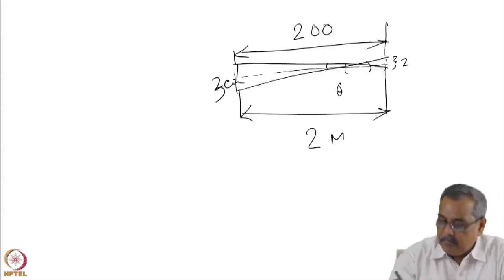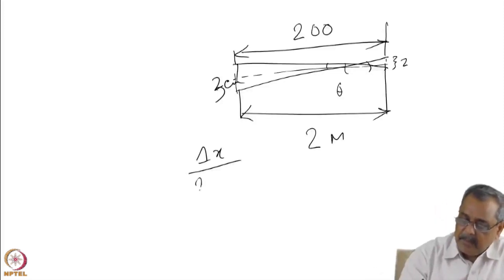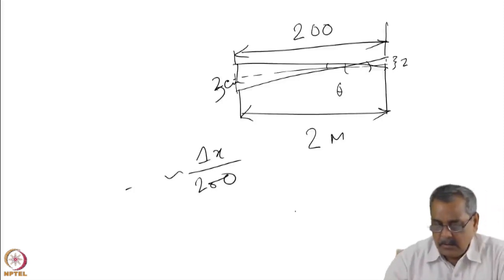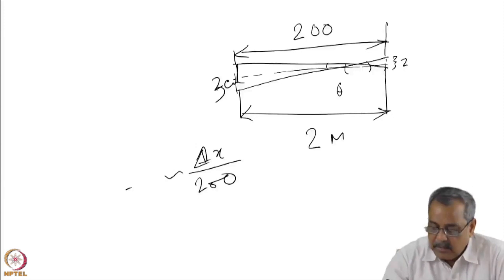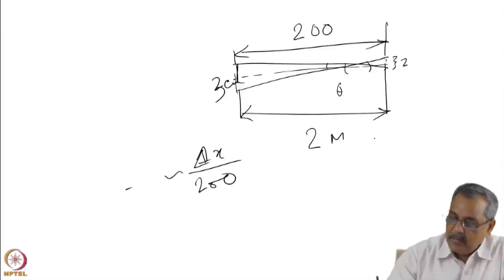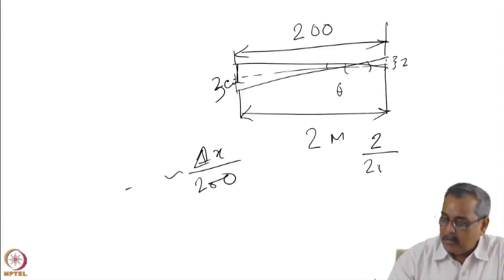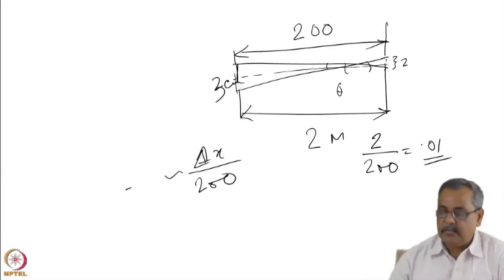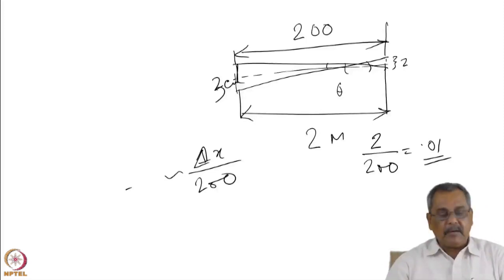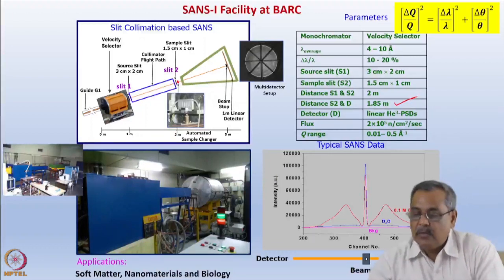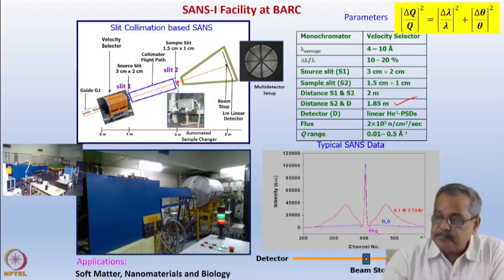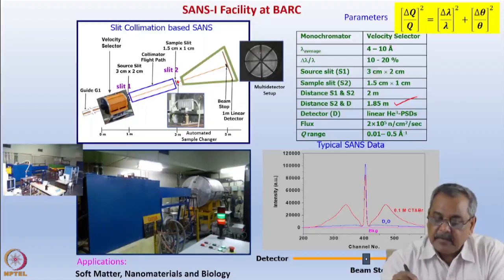Without doing it, if they were equal, it will be approximately delta x by 200. You can work out, if I assume both of them are 3 centimeters or 2 centimeters, here it is slightly different. It will be delta x by 200, this is delta theta, assuming tan theta equal to theta. If I consider 2 by 200, it is around 0.01, as you can see. So this is the angular width which I can tolerate here, and the distance from S2 to the detector is 1.5 meters, and the detector is a multi-detector setup. I have given the expression for the resolution, and I have also given you the detector setup, which is 1.5 meters away.